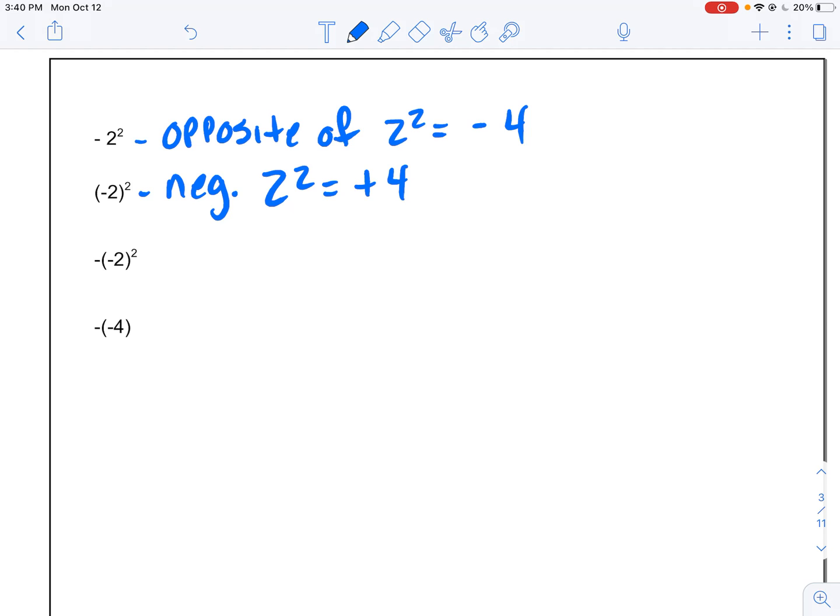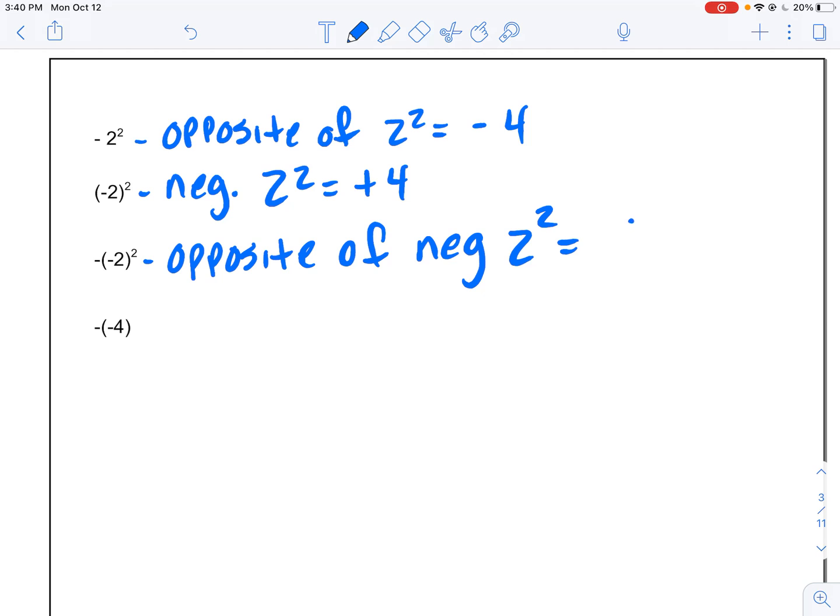The next thing has both inside and outside. So reading left to right, I would say this is opposite, because that's the one on the outside, of negative 2, because that's the one on the inside, and it is squared. So negative 2 squared, we looked up here and we did that earlier, was 4, but now I'm going to take the opposite of that. So that is actually a negative 4.